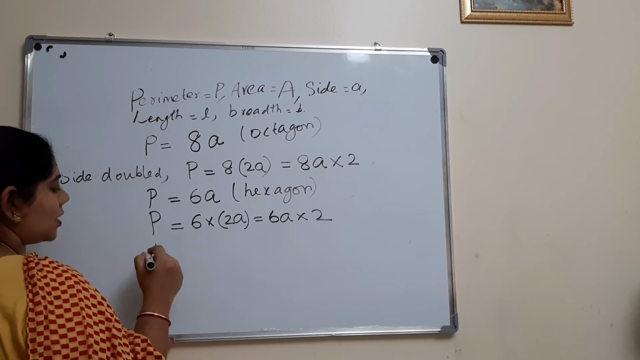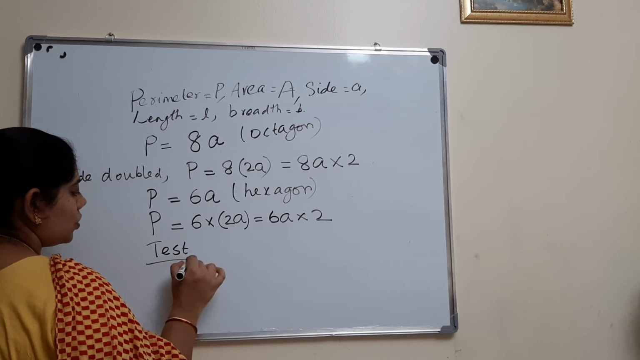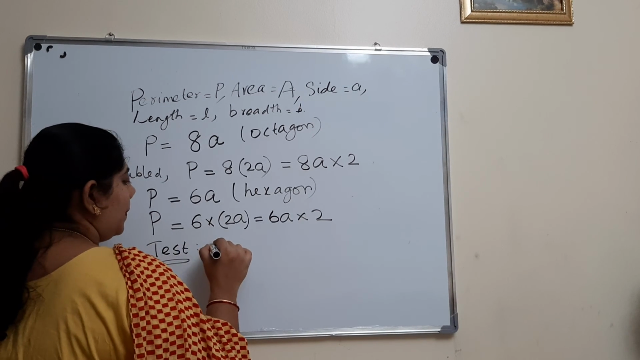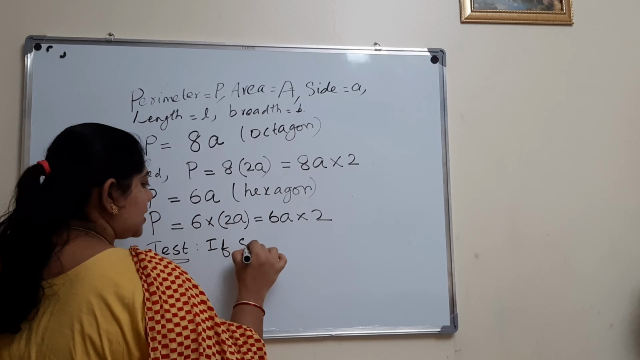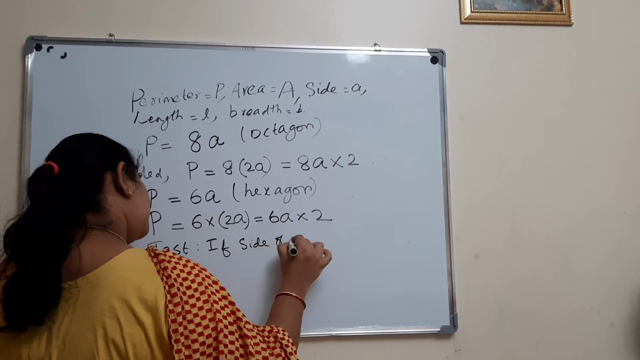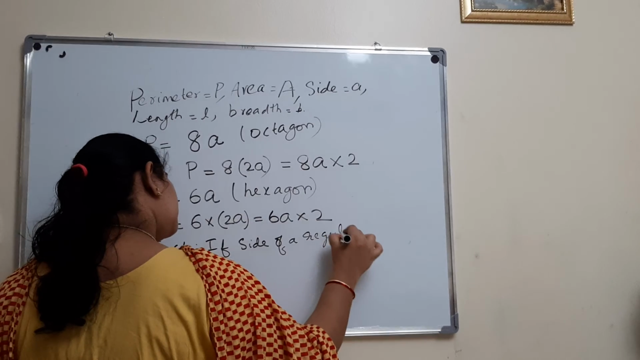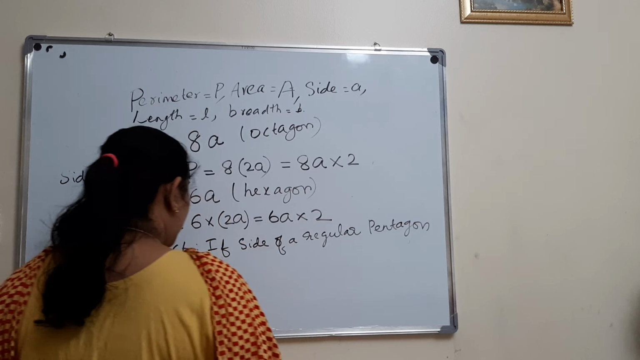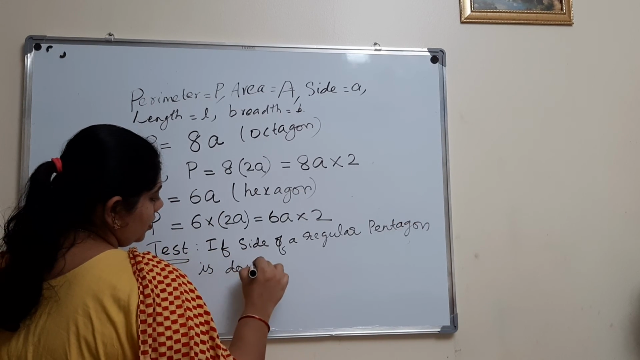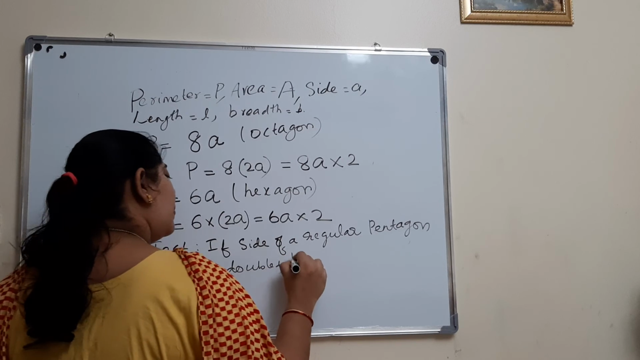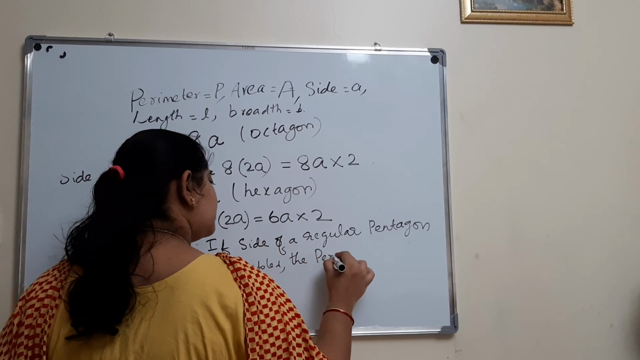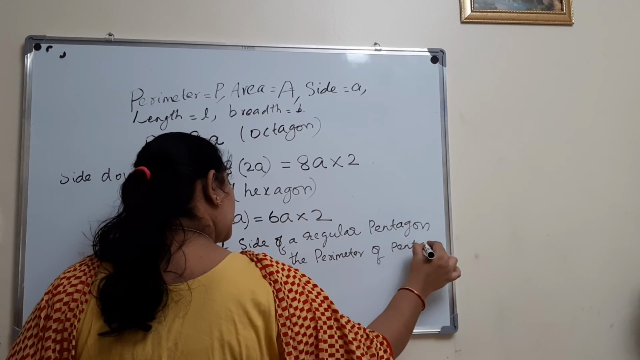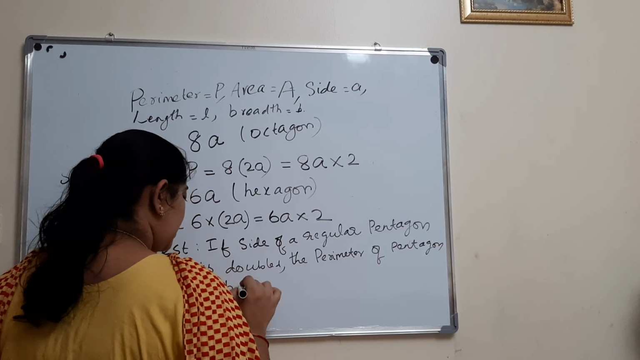So this is your test question. Whoever understands, you should reply in the comment. I will check. If the side of a regular pentagon is doubled, the perimeter of the pentagon becomes dash.